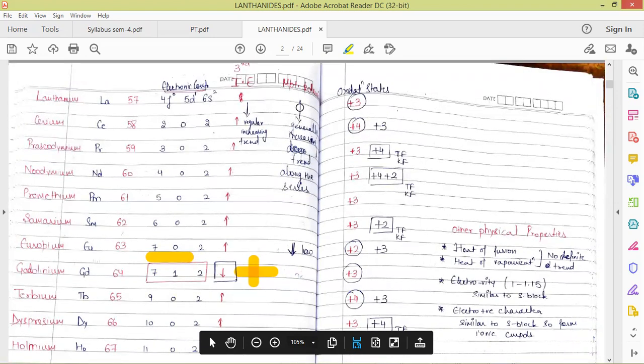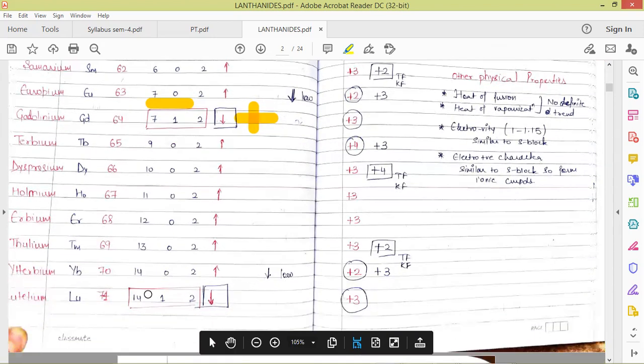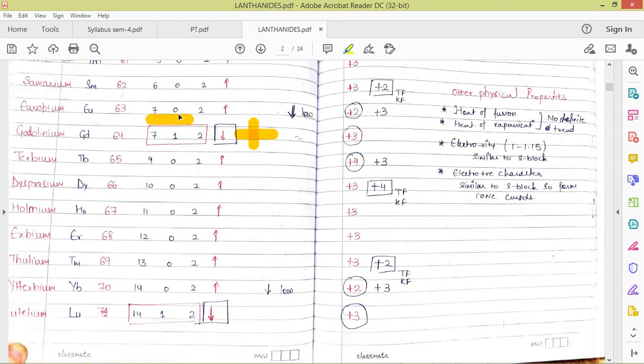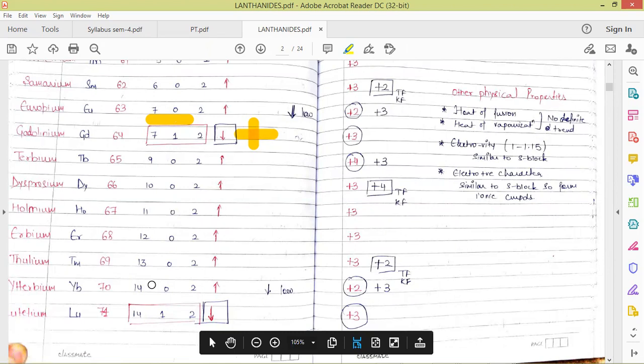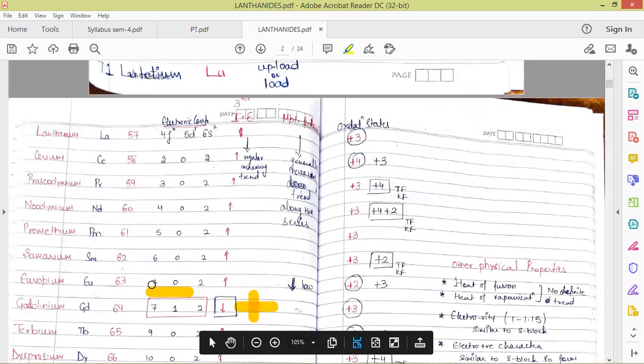Quick talk about the melting points and boiling points. The melting points generally increase along the series of lanthanides. But in two cases, europium and ytterbium, these have exceptionally low melting points and boiling points. This is because these have exactly half-filled and fully filled 4f structure. So their valence electrons try not to participate in metallic bonding. So there is weak bonding in the case of europium and ytterbium, and that is why their melting points and boiling points are low.